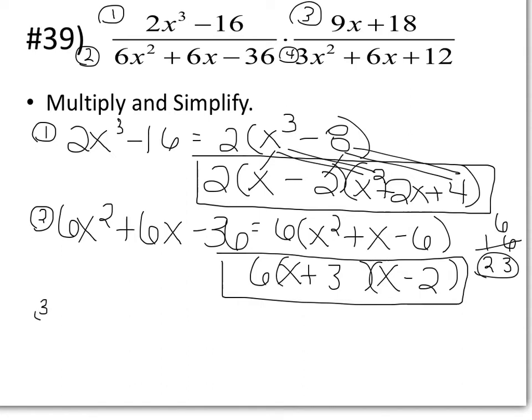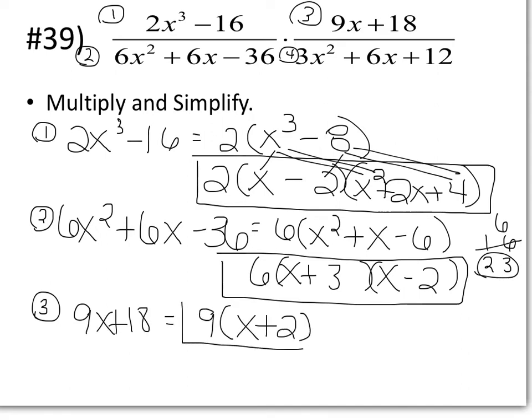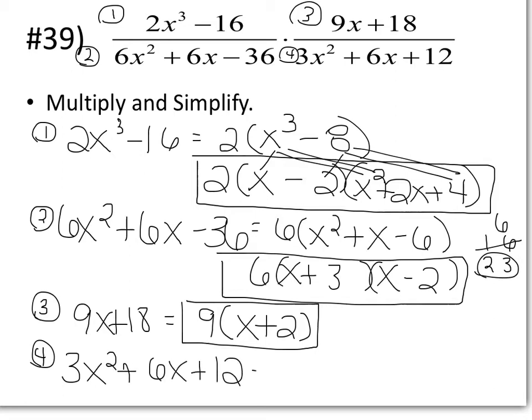Okay, let's do number 3. So we've got 9x plus 18. The only thing we can do to this is factor out a 9, leaving me x plus 2. So that's number 3 factored. And let's do number 4 factored. 3x squared plus 6x plus 12. So this one, you're going to factor out a 3, leaving x squared plus 2x plus 4.